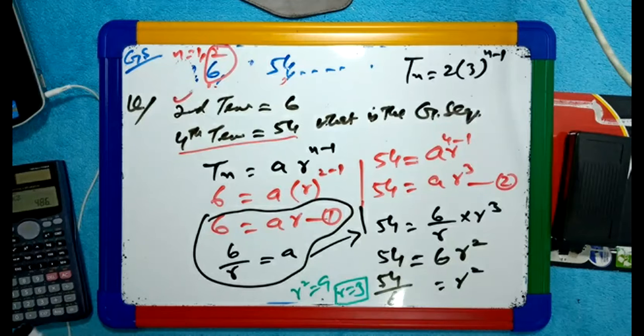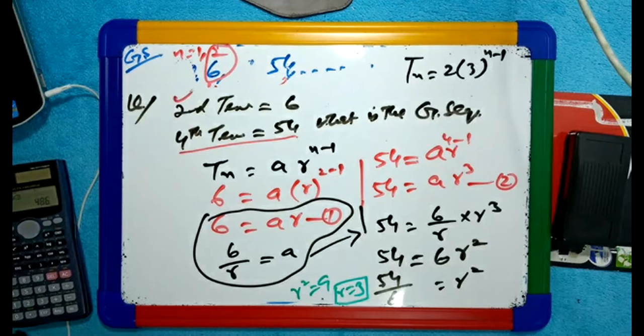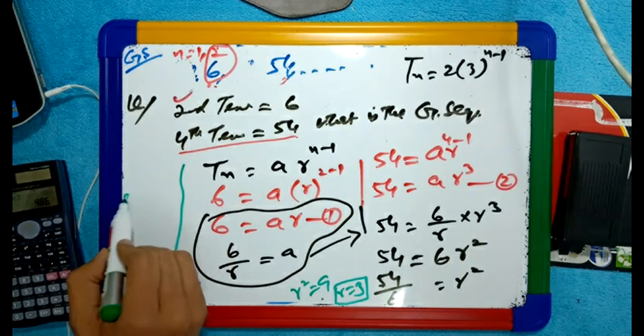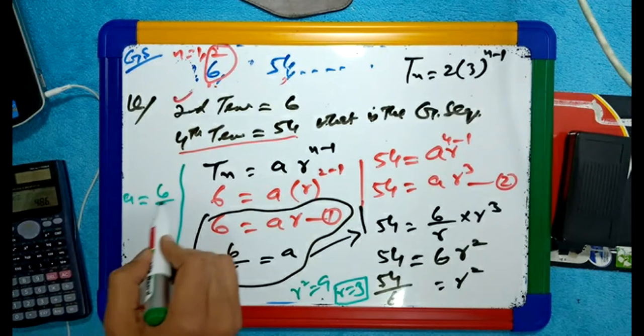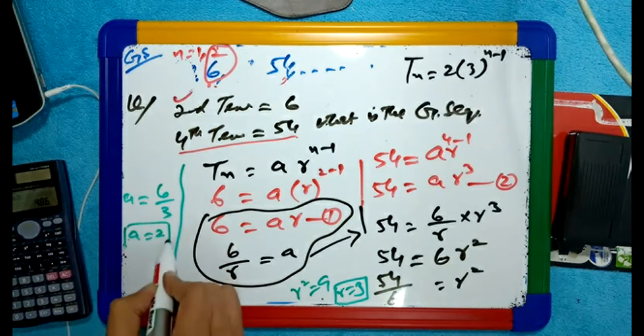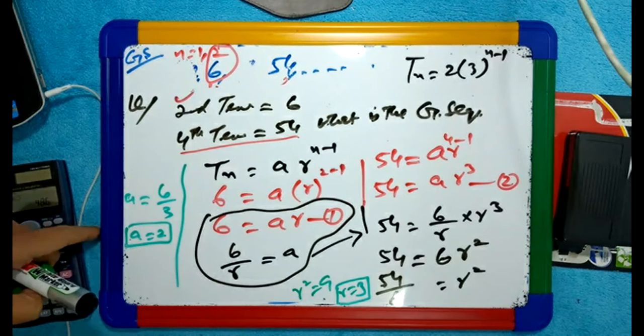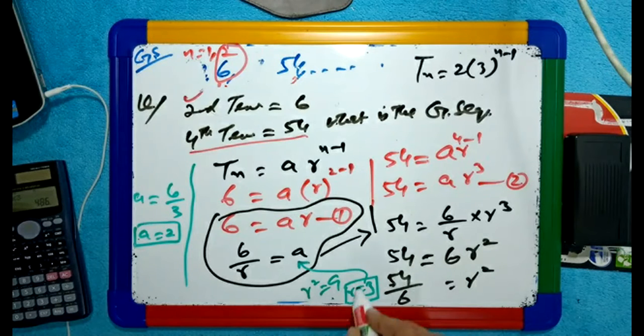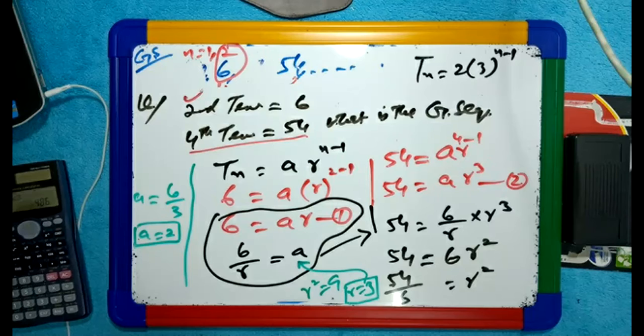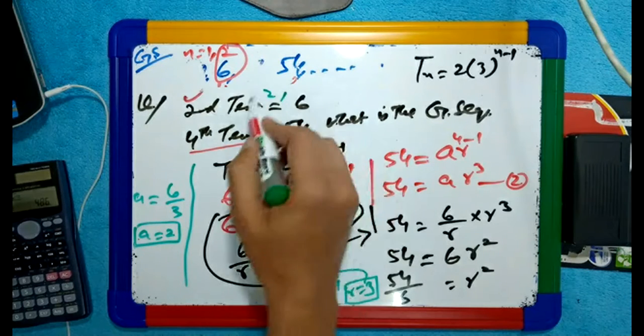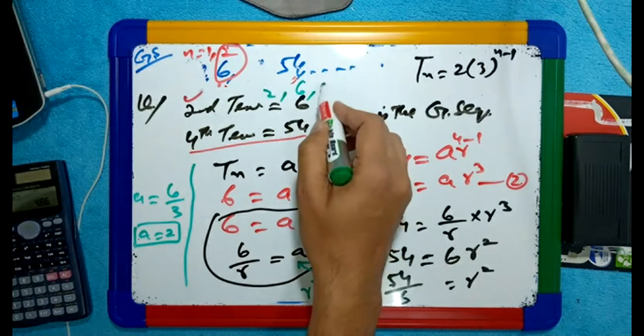So R was 3 in our sequence, right? If R is 3, what is A? A equal to 6 over 3, A equal to 2. So my A is 2. So 2, next multiplied by 3 is 6, multiplied by 3 is 18, multiplied by 3 is 54, and the sequence continues.